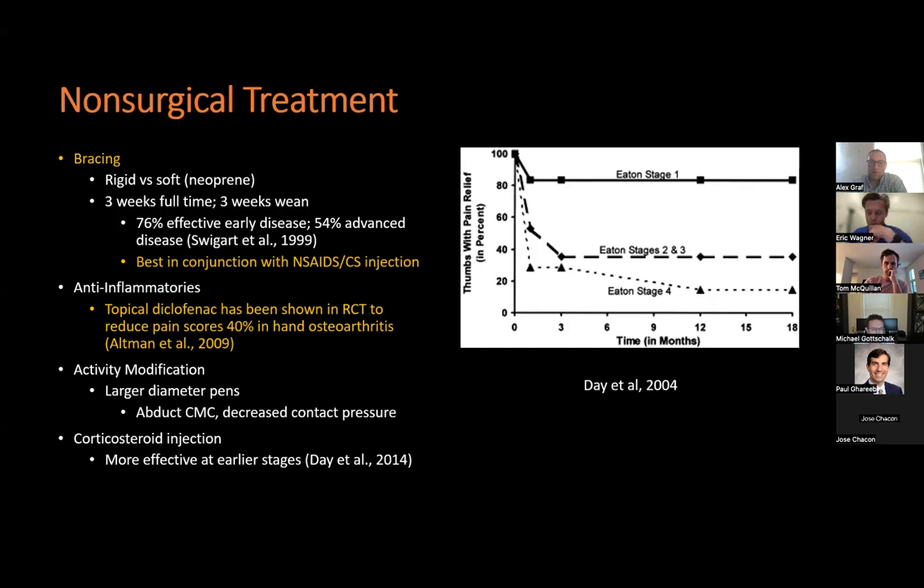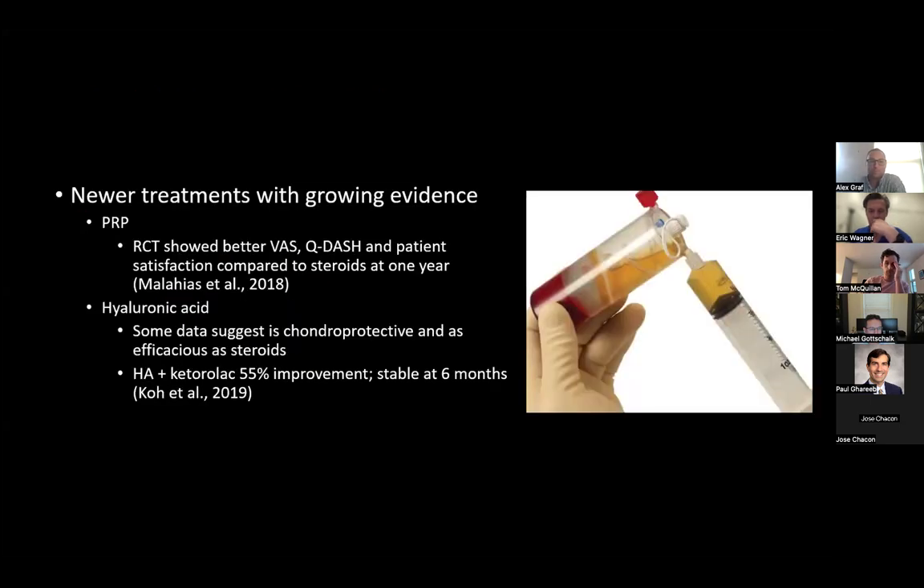And as I said before, steroid injections tend to work the best at earlier stages. So if you look at the graph to the right, upwards of 80% in Eaton stage 1, but it drops precipitously as the disease becomes more severe, because it's not just an inflammatory problem, it also becomes a mechanical problem once you develop osteophytes.